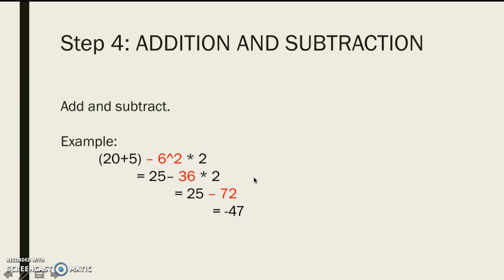And step 4 for the order of operations is paying attention to addition and subtraction. Using that same equation from before, we already know that inside the parentheses we have 25, then we have minus 36, then we have times 2. That's simplified down to 25 minus 72. And using subtraction as our final step, we get a final answer of negative 47.